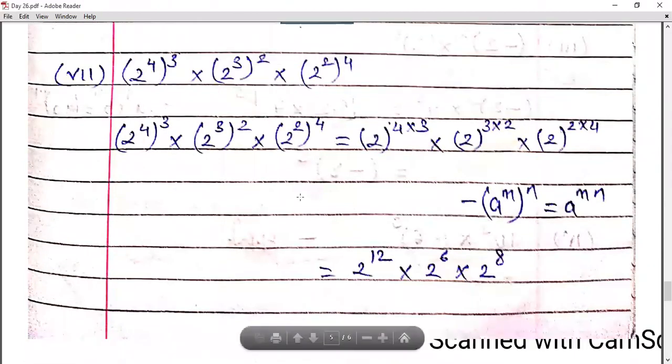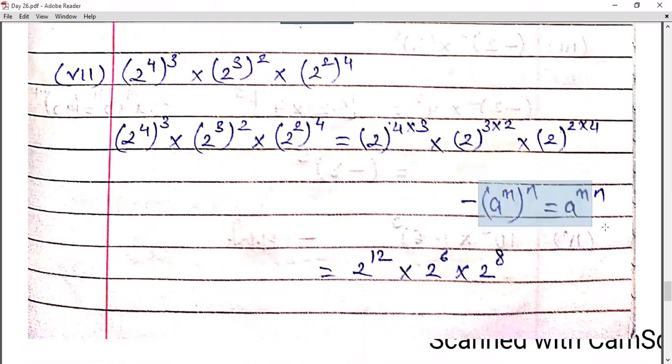Part 7. Now instead of 2 numbers, here we have been given 3 numbers. 2 raised to 4 the whole raised to 3 multiplied by 2 raised to 3 the whole raised to 2 multiplied by 2 raised to 2 the whole raised to 4. Applying our third law, a raised to m the whole raised to n, that is equal to a raised to mn. हम सिर्फ पावर्स को मल्टीप्लाई करेंगे, बेसिस को एज इट इज लिखेंगे.